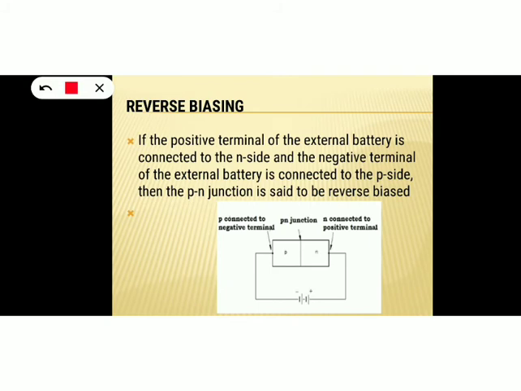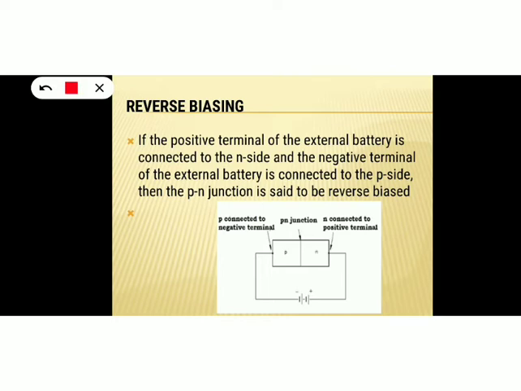What do you mean by reverse biasing? See, in reverse biasing, the P side is connected to the negative side in the opposite way. The P side is connected to the negative side of the battery and the N side is connected to the positive side of the battery, as shown in the figure.